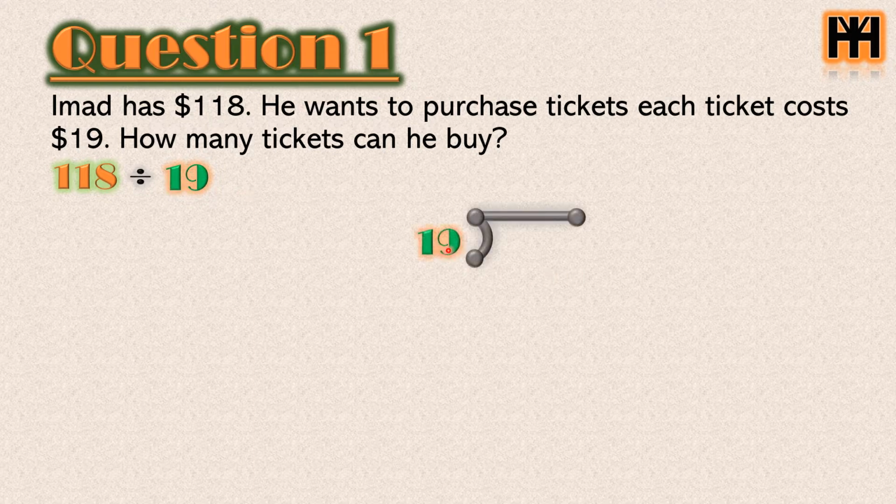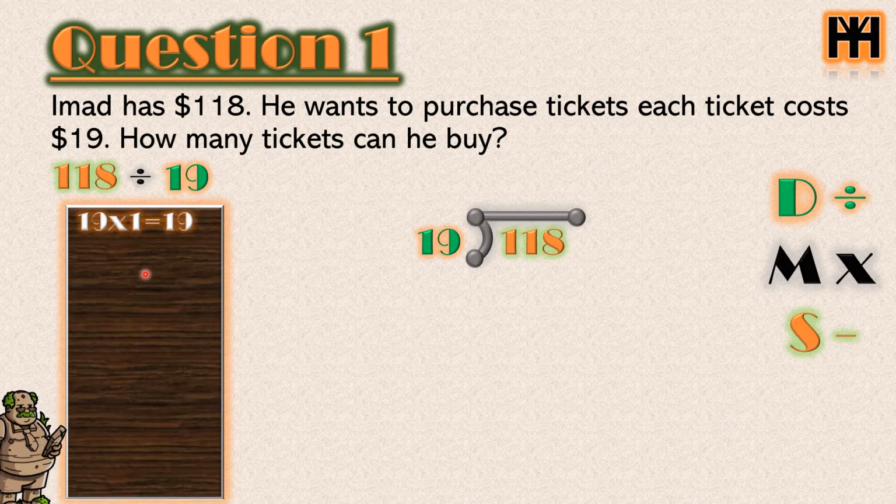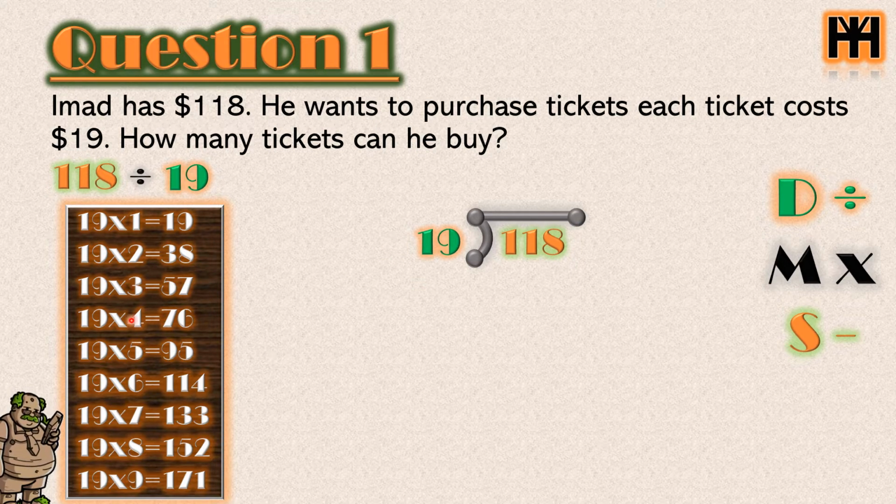So we'll put the 19 here and the 118 here, and we will try to create something like table 19. So 19 times 1 is 19, and add 19, or whatever method you prefer, or you can guess, maybe it's 19 times 5, 19 times 6. If it's more, then subtract 19 and so on. So it's easy. Okay, now we will start with our steps: divide, multiply, subtract, and repeat.